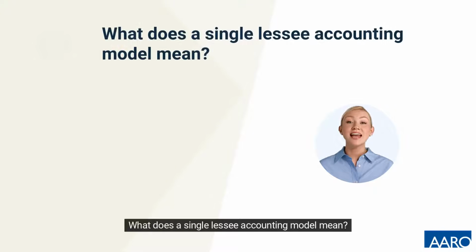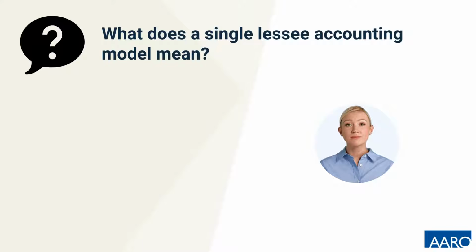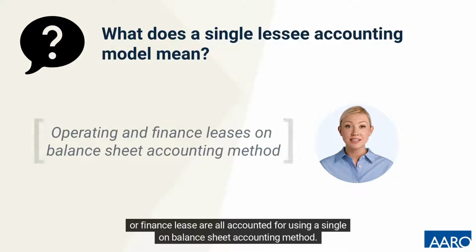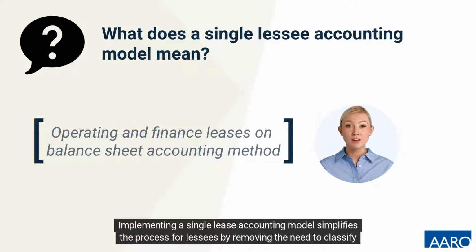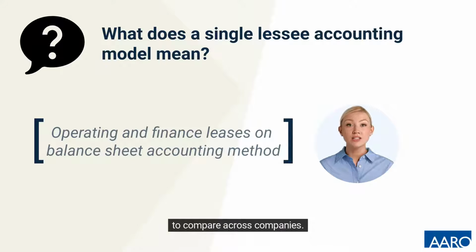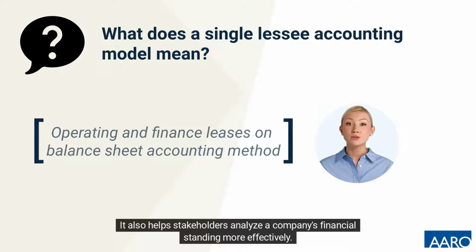What does a single lessee accounting model mean? A single lessee accounting model means that all leases held by lessee, either previously classified as operating or finance lease, are all accounted for using a single on-balance sheet accounting method. Implementing a single lease accounting model simplifies the process for lessees by removing the need to classify leases as operating or finance for different accounting, making financial reporting more consistent and easier to compare across companies. It also helps stakeholders analyze a company's financial standing more effectively.